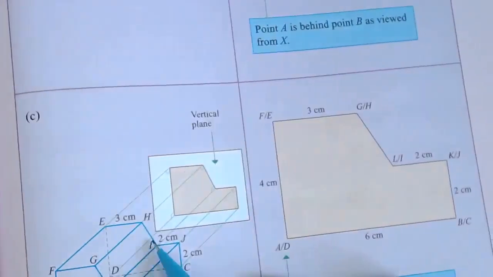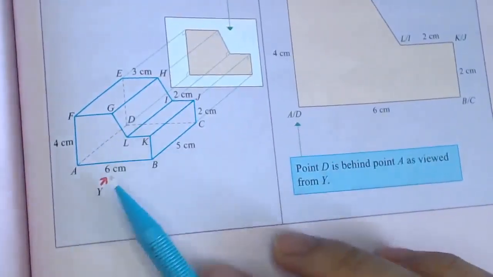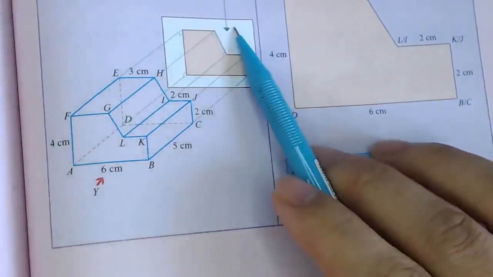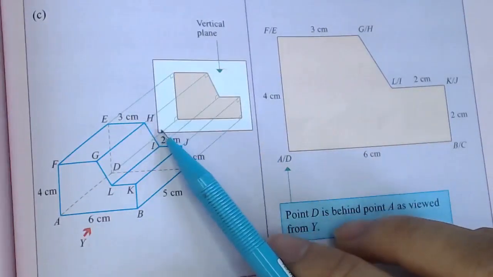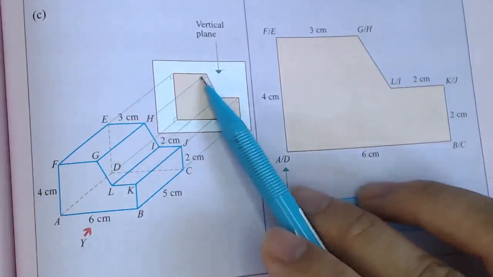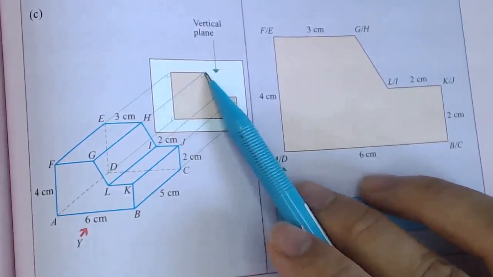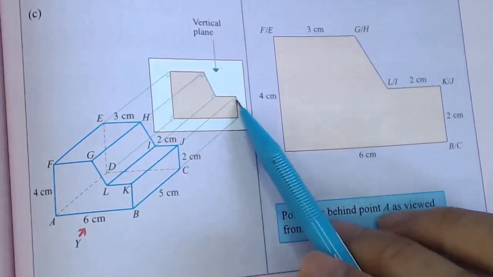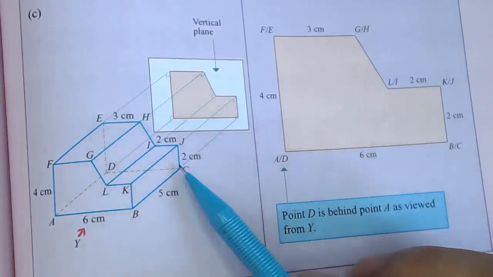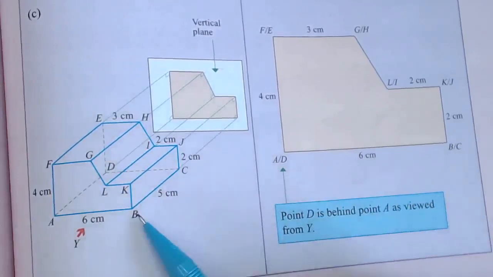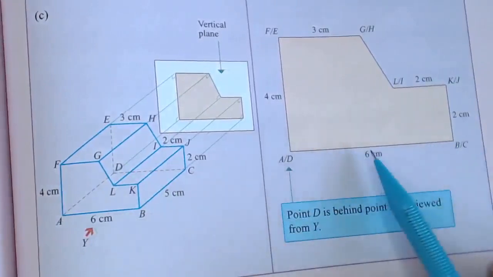If we view in the Y direction, the front side, it is also the same. We are going to need a vertical plane, and all the shadows will fall upon the vertical plane like that, with all the correct dimensions. A to B is 6 centimeter, so A to B here is 6 centimeter.